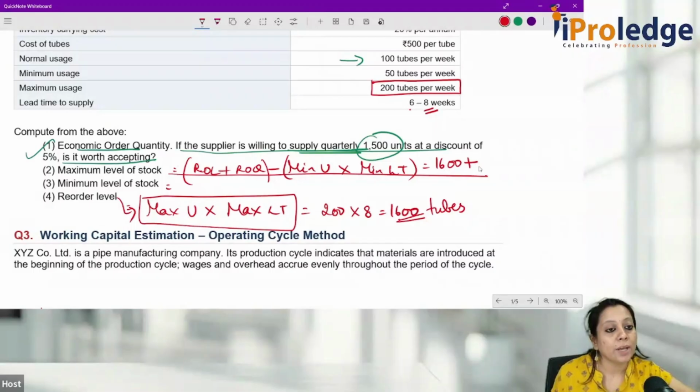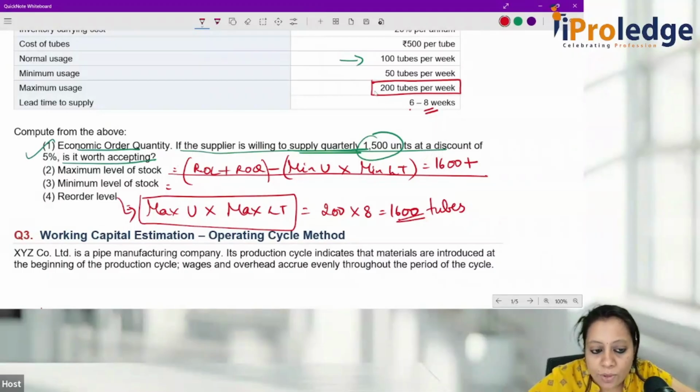Ma'am, which ROQ should we take? We will take EOQ in the absence of any information. If you think you are at risk, please give a footnote. No information is given about whether we should take EOQ or 1500 for ROQ. So I'm taking EOQ. But normally you can take EOQ for ROQ.